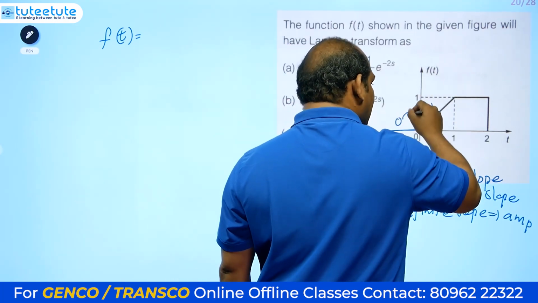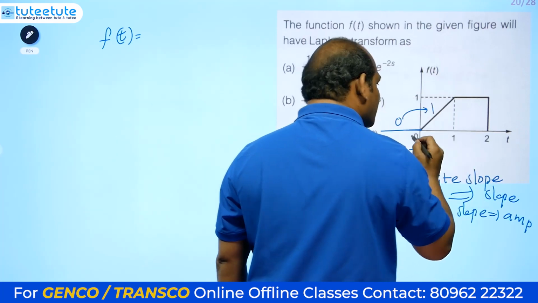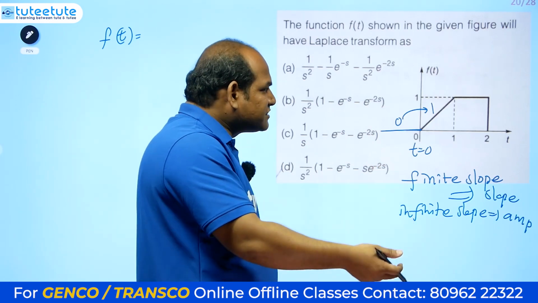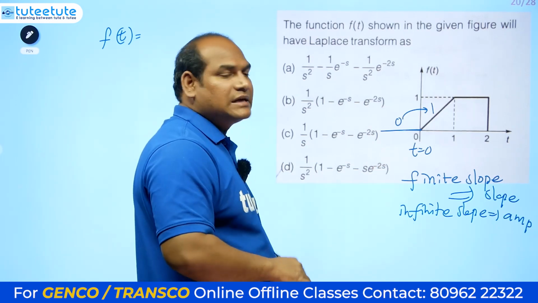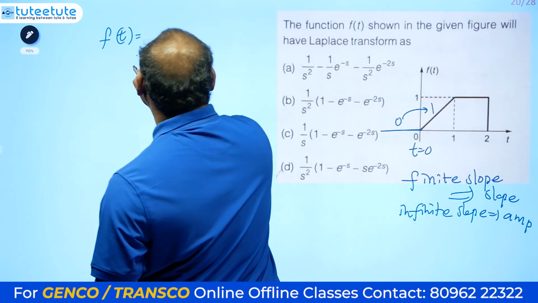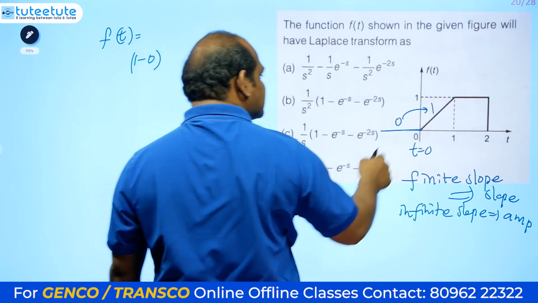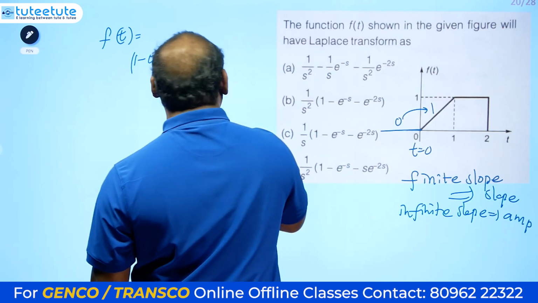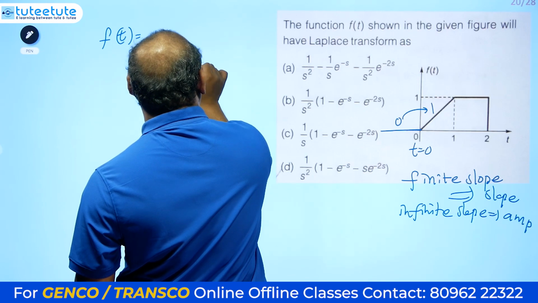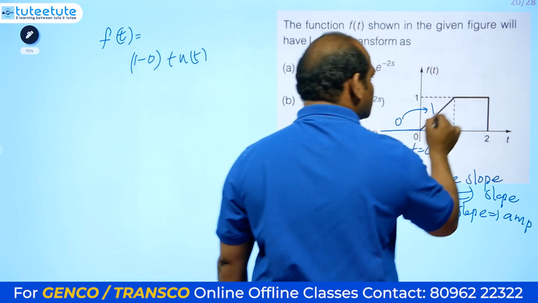This slope change is happening at t is equal to 0. So you need to take after that time instant minus before that time instant. The slope change you have to take. Here slope is 1, here 0. That means 1 minus 0. This is happening at t is equal to 0. And it is the ramp, na? So we have to take t into u of t. This portion is over.